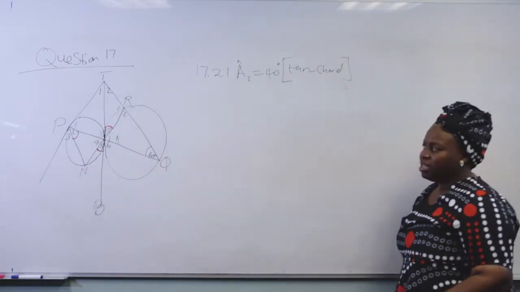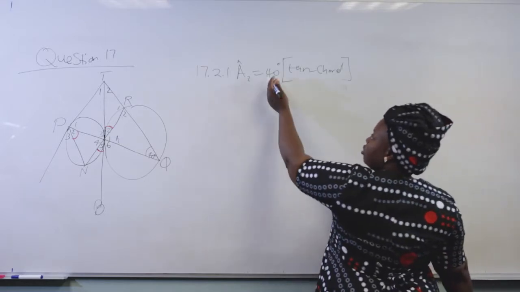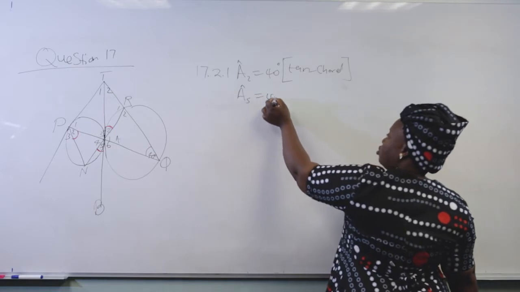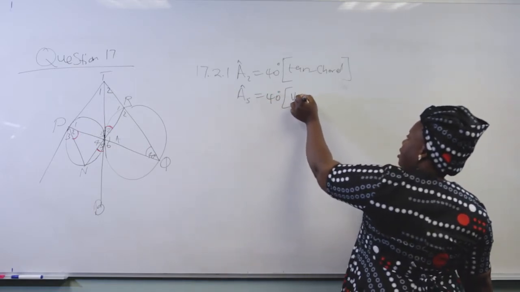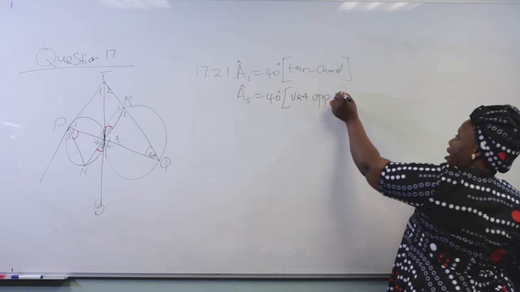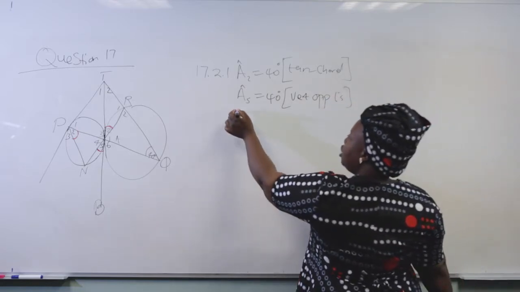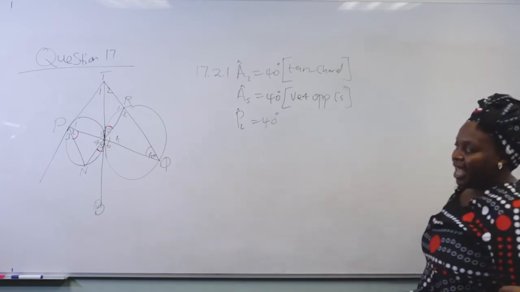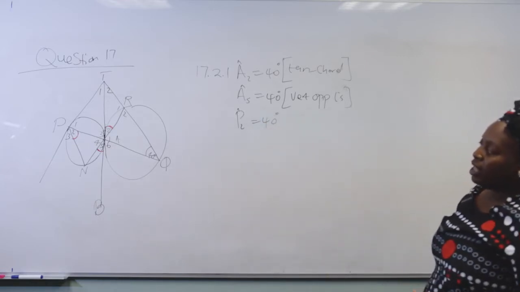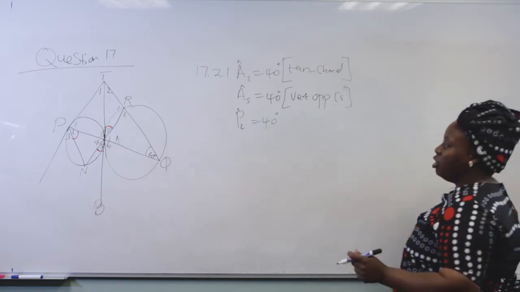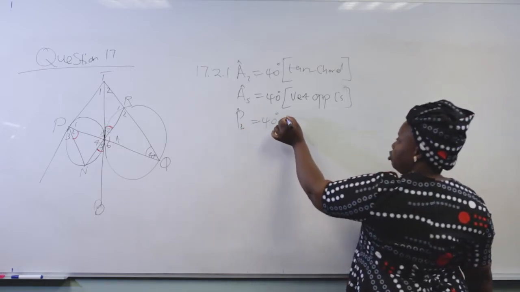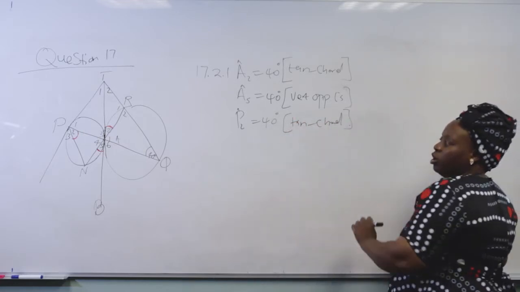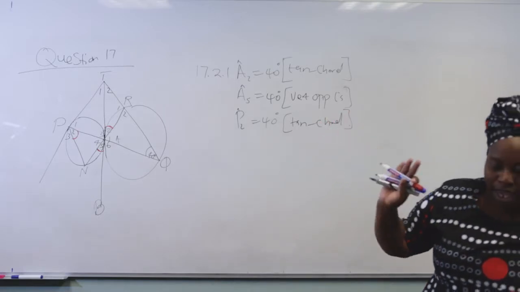And then they give you 6 marks. How simple that can be. So A2 equals 40, tangent chord. And A5 is also equal to 40, vertical opposite angles. And also P2 in the small circle is going to be equal to 40, because the angle A5 is the one between the tangent and the chord, which is equal to P2. So this is another tangent chord theorem. If you can label it properly, you get your 6 marks.